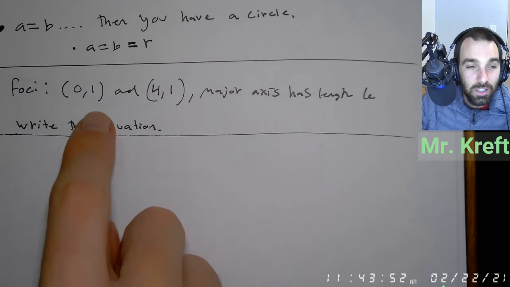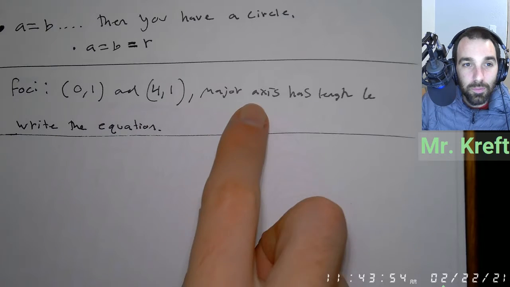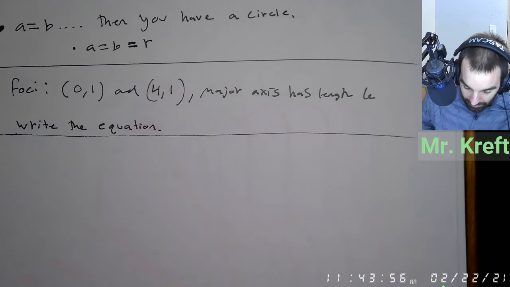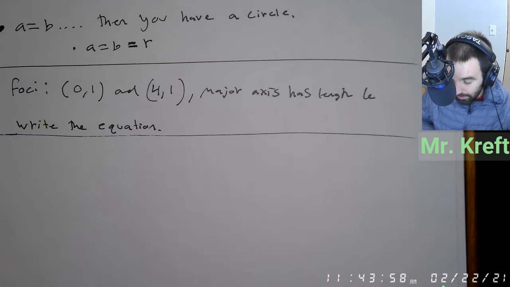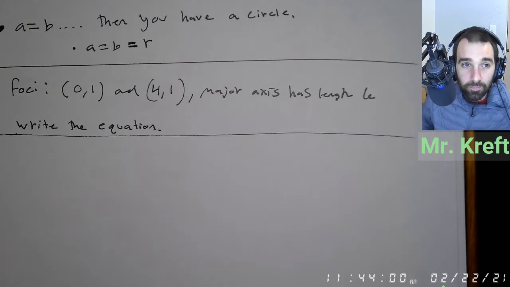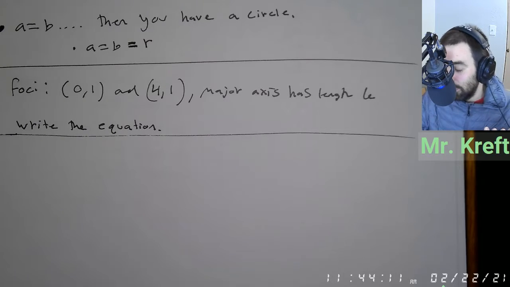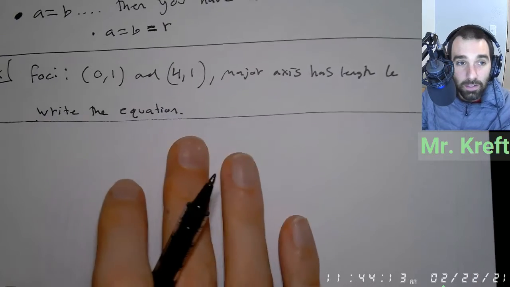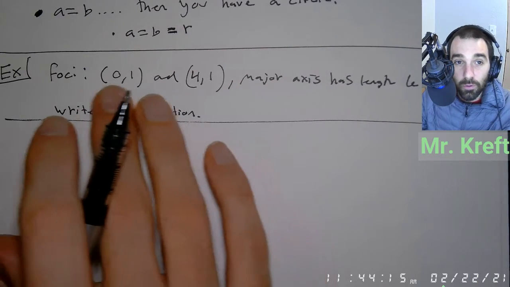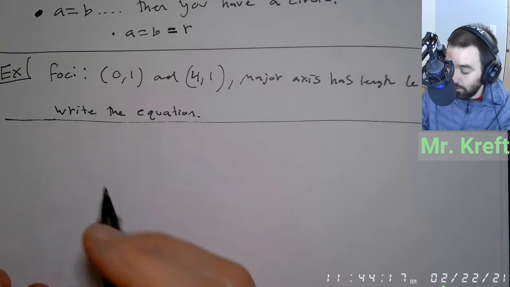Take care. Foci, so we got 2 points, and the major axis has length 6, and we're going to write an equation for this. Okay, so there's a bunch of stuff that we need to do. We need to figure out what axis is the major axis, and then we need to figure out C, we need to figure out A, we need to figure out B, and then we need to write our equation. So the first thing that you might want to do is the foci are always on your major axes.